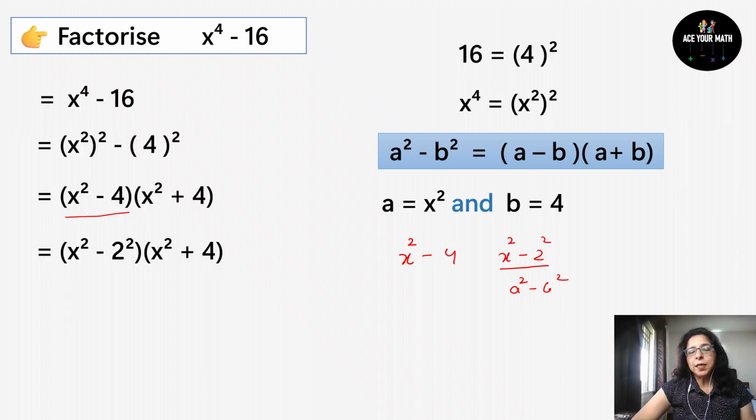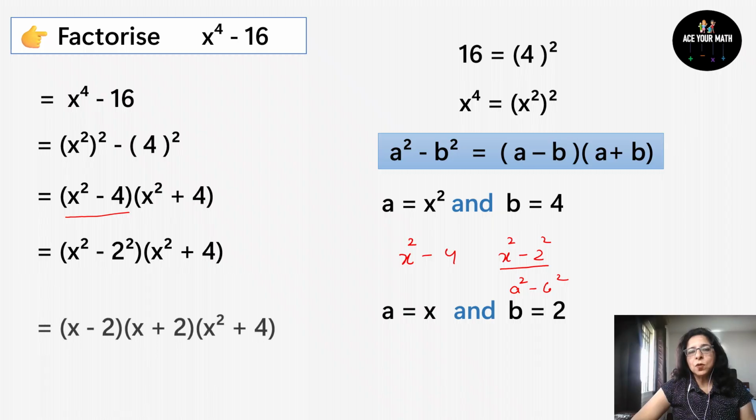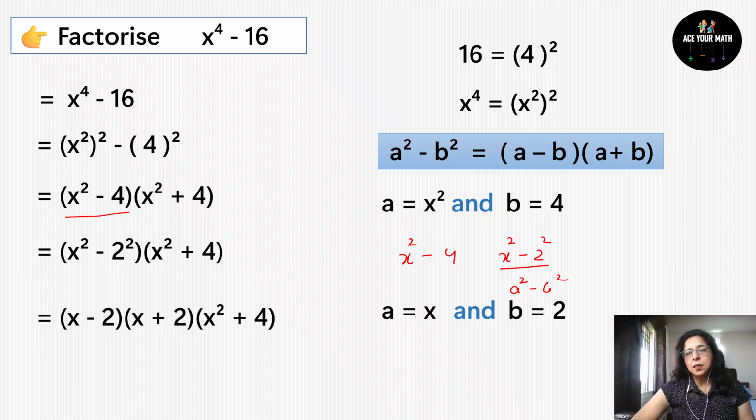Now apply the identity. What is your a here? A is x and b is 2. So x square minus 2 square can be written as x minus 2 times x plus 2. And the third term x square plus 4 will remain as it is. So what are the factors of the given term? X minus 2, x plus 2, x square plus 4 are the factors of the given term.